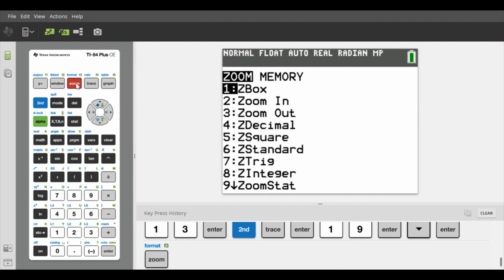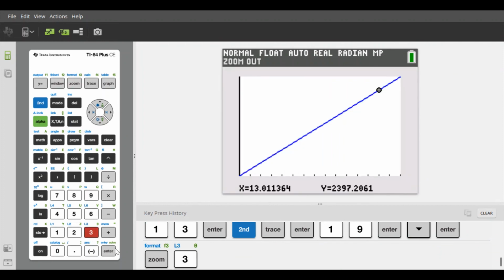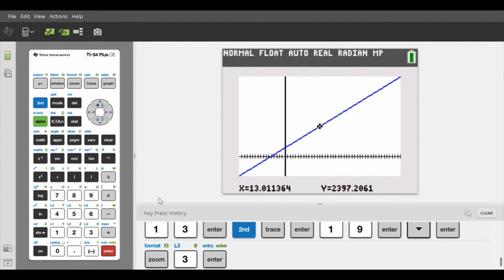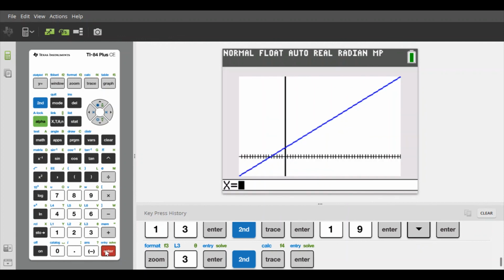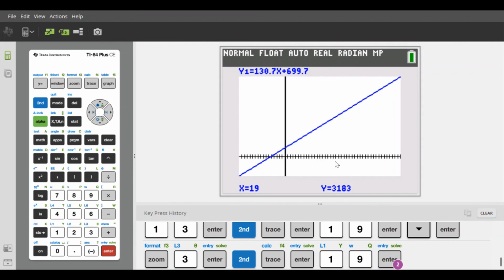So you can do one of two things. The easy thing to do, honestly, is just to zoom out. So I just zoom out one time, it grabs some more x values for me. I can do second calc, value, x is 19. It's zoomed out far enough that now 19 is included in the graph, and it gives me that y value of 3,183. Either way works. And that's as easy as it is on the graph.